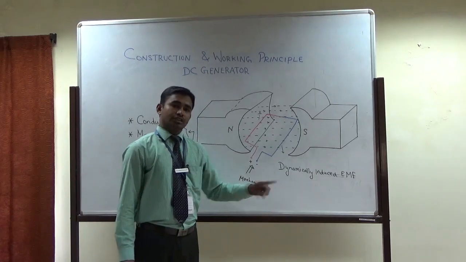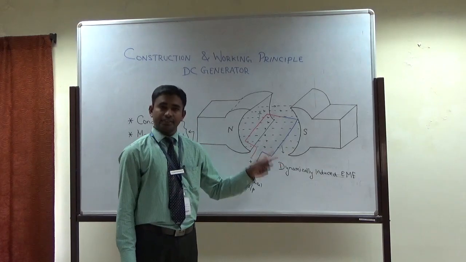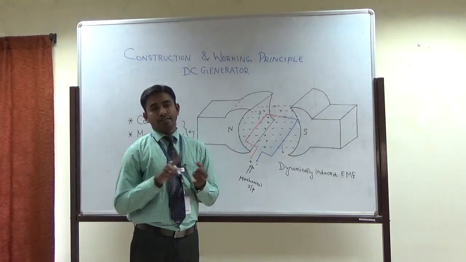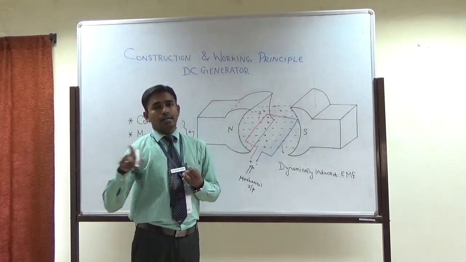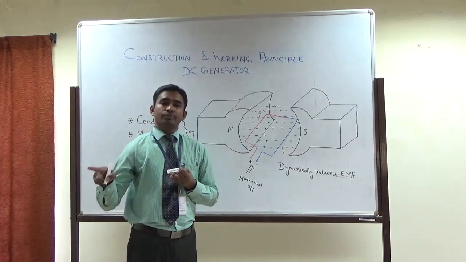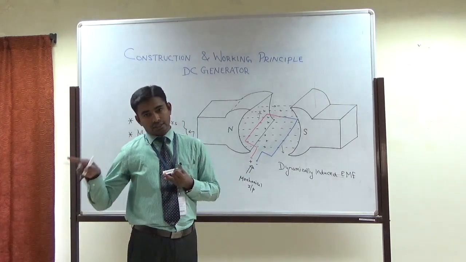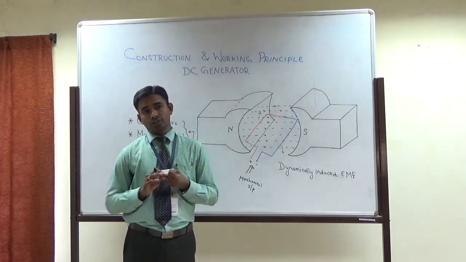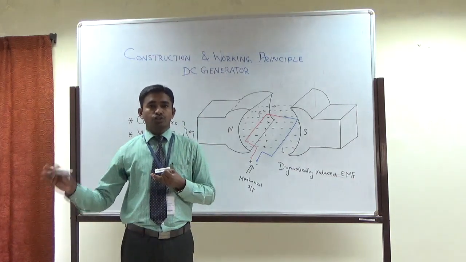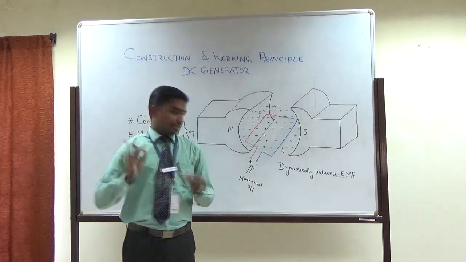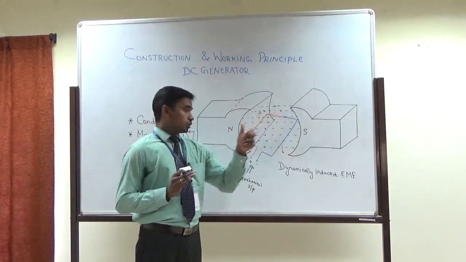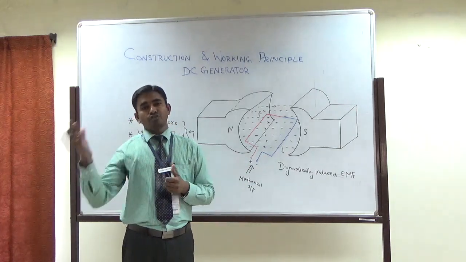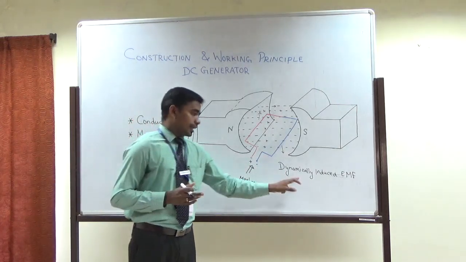Now we can ask, is there any other related induced EMF? Yes, we have two induced EMFs: statically induced EMF and dynamically induced EMF. Statically induced EMF is the EMF induced in a static machine. The only static electric machine is the transformer. So the voltage induced in a transformer is statically induced EMF, that is different. The voltage induced in any rotating machine which produces electricity is dynamically induced EMF.